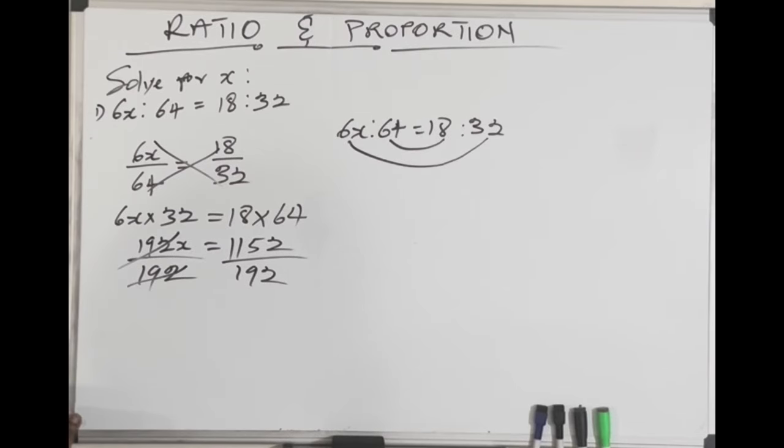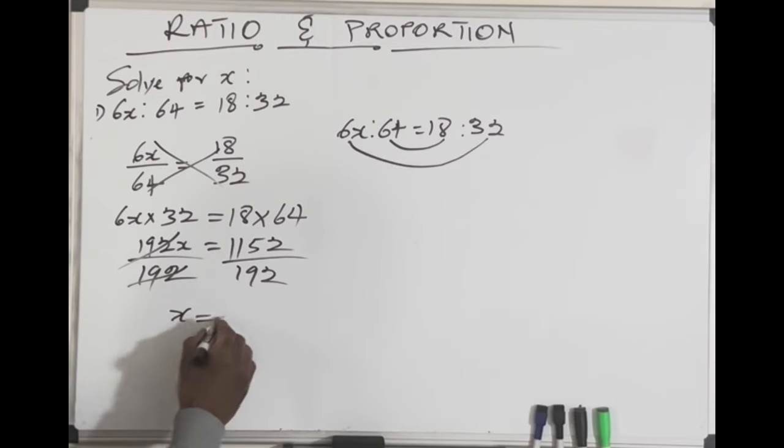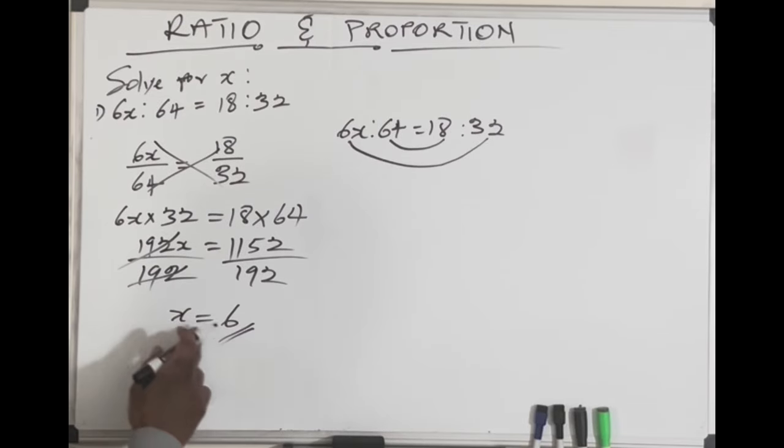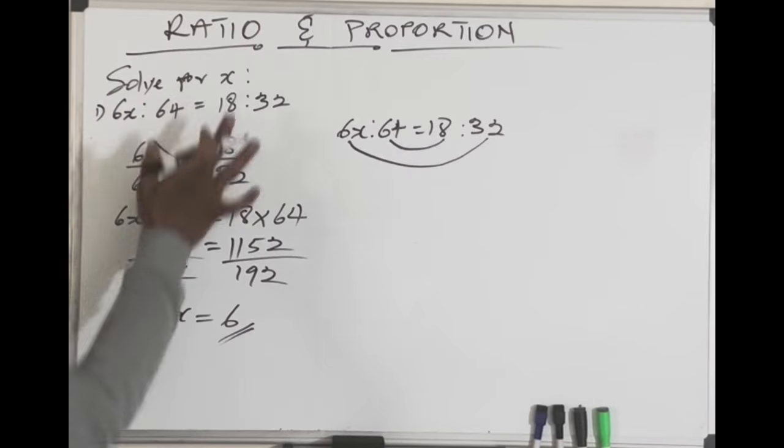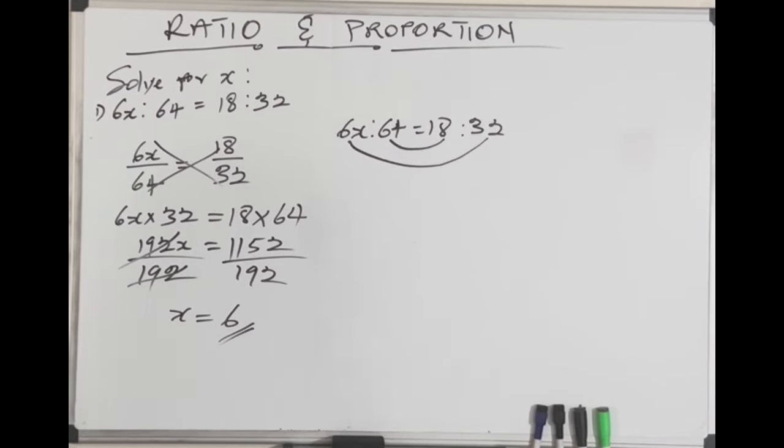So 1152 divided by 192, so x is equal to 6. We found x now, because I solved for x. X is 6, okay?